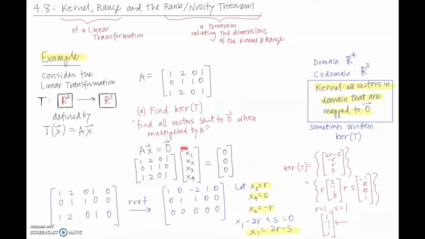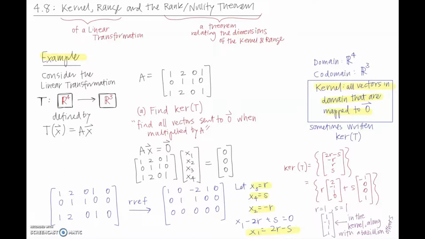If you were to replace x1, x2, x3, x4 with 1, negative 1, 1, 1, then this statement would be true. That vector gets sent to 0 through this transformation. And you could let r and s be any numbers, and you would find a bazillion, an infinite number of vectors that are in the kernel. So this is a really specific example of a vector that's in the kernel, along with a bazillion other vectors, and when I say bazillion, I mean an infinite number.